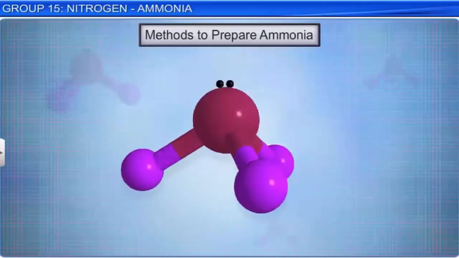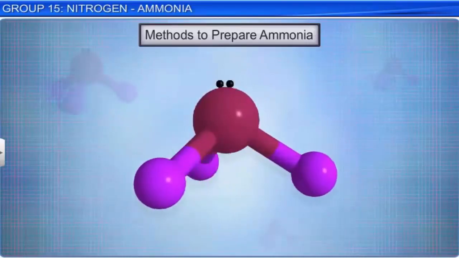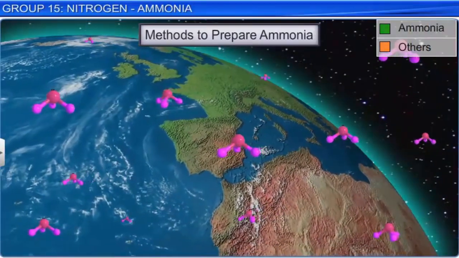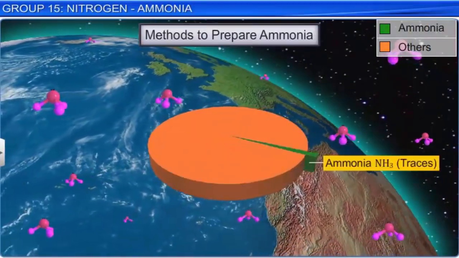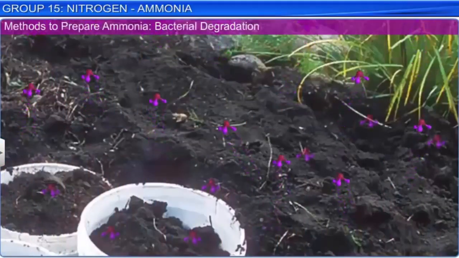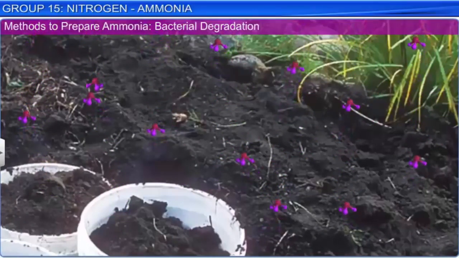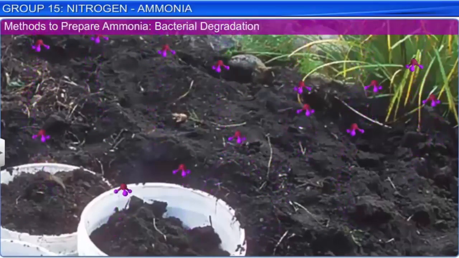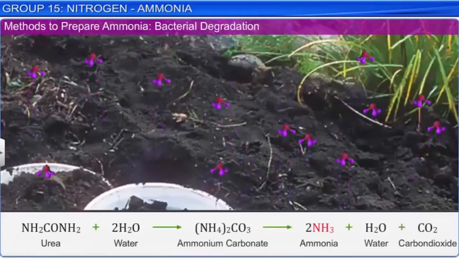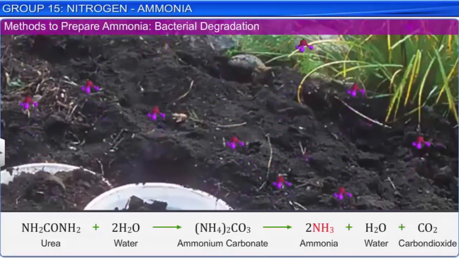Let us first look at various methods to prepare ammonia. Ammonia is found in traces in the atmosphere. The bacterial degradation of nitrogenous organic matter of plants and animals forms ammonia. The equation corresponding to the formation of ammonia from the decay of urea is shown here.